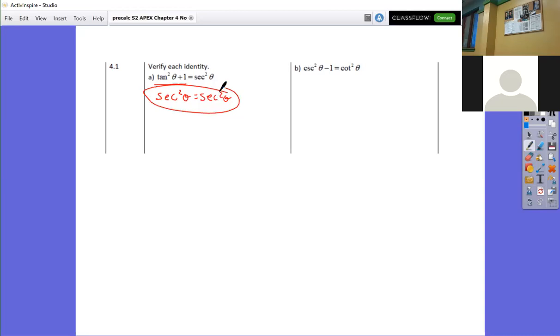Okay. So we just have to change that. Go ahead and do the next one. Yeah, you have to do just a little bit of finagling. Okay, so we know that cotangent squared theta plus 1 equals cosecant squared theta. Okay. So we might have to rearrange that a little bit.